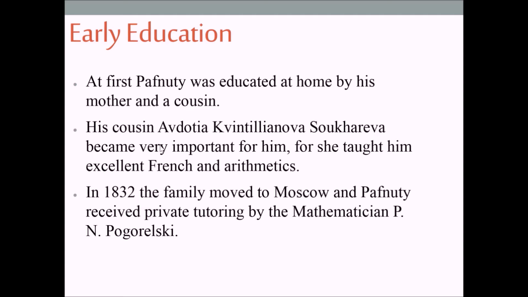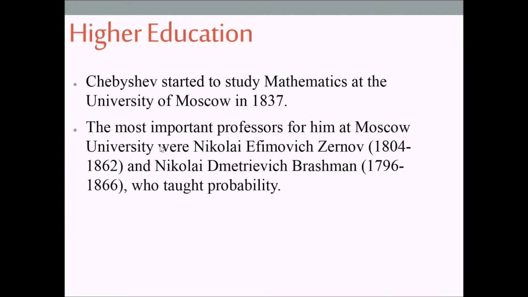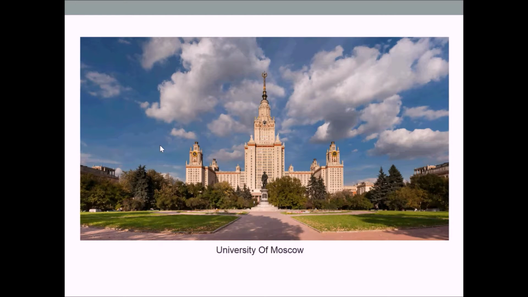In 1832, the family moved to Moscow, and Pafnuty received private tuition from the mathematician P. N. Pogorelsky. Later, in 1837, Chebyshev started to study mathematics at the University of Moscow. The most important professors for him at Moscow University were Nikolai Brashman and Nikolai Zernov, who taught probability there. This is the picture of the University of Moscow.